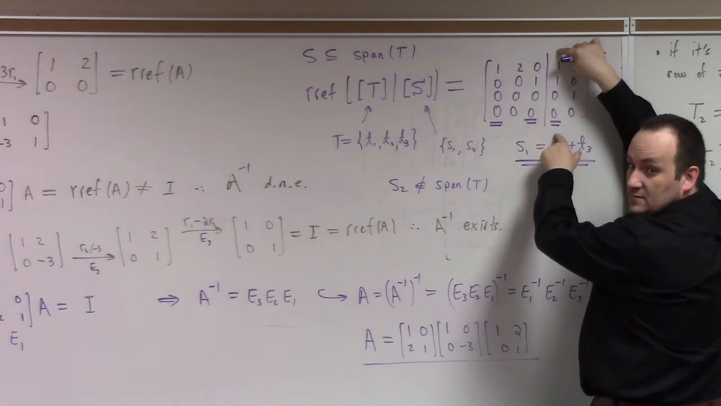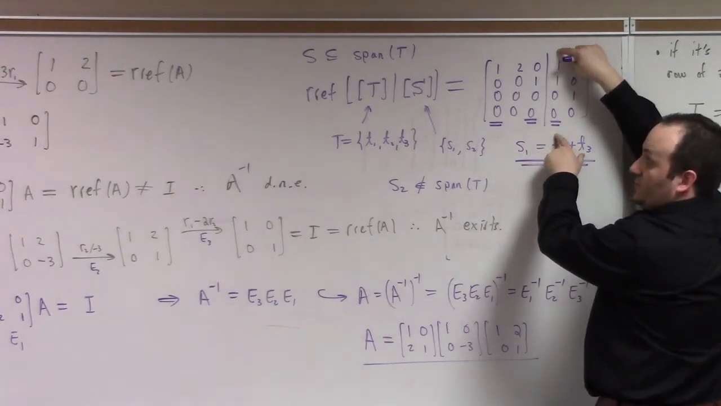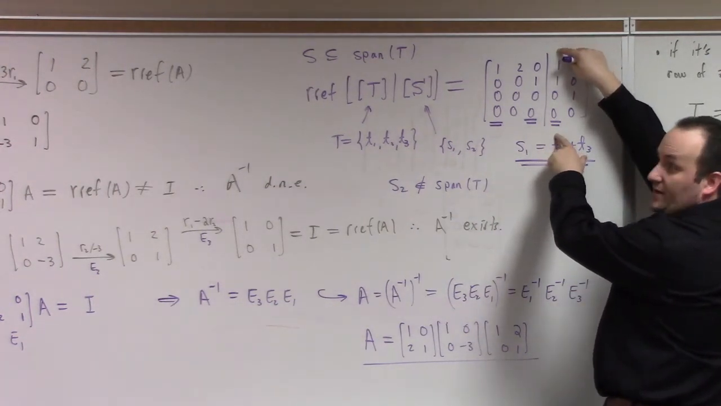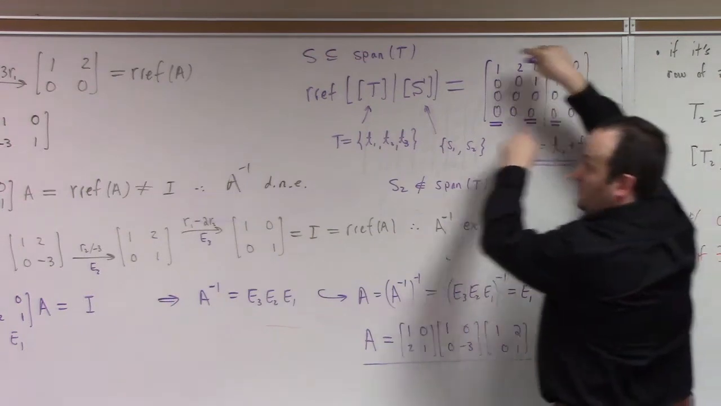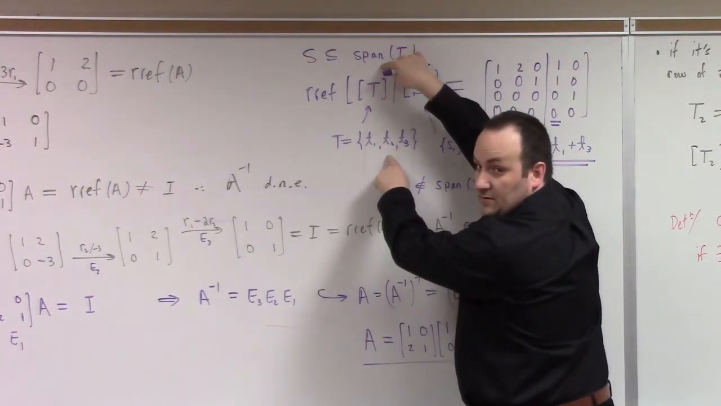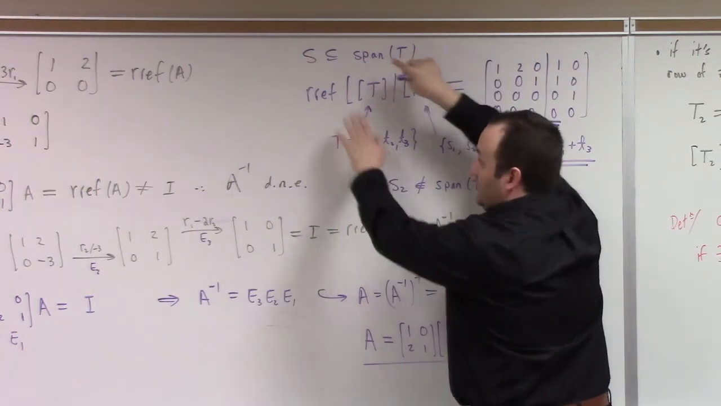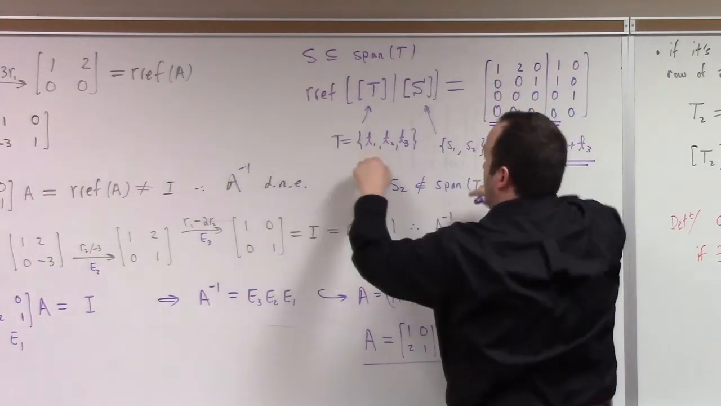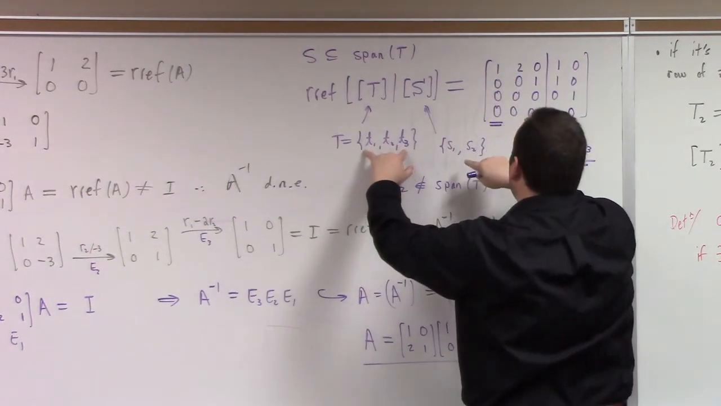And then the column correspondence property says that that same pattern must also be present in the original matrix over here before the row reduction, ignoring that. And that is that T1 plus T3 is equal to S1.